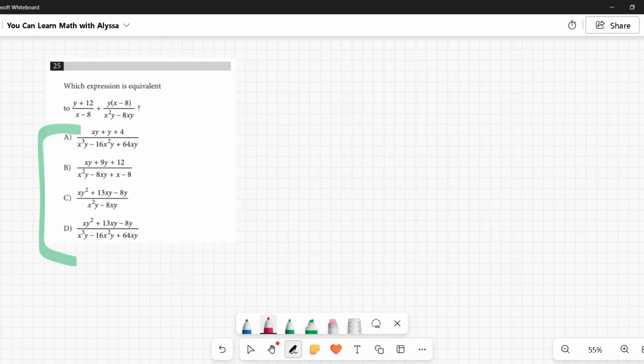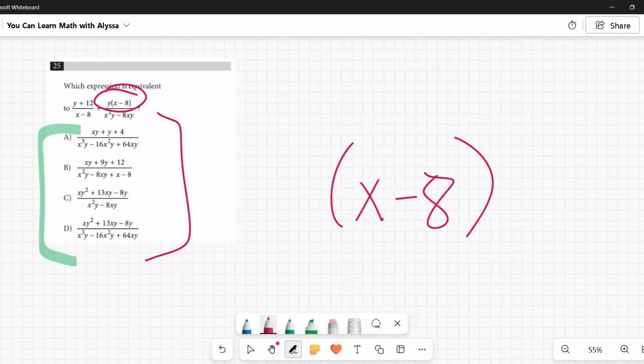Sometimes you will see things being left in binomial form. Like up here, we have a binomial y times (x - 8). And sometimes when you see that and you look at the answers, you'll see an x minus 8 somewhere still lingering in there, in which case you know, oh, okay, I don't need to multiply. I just need to leave that alone and do something else. That is not the case here.